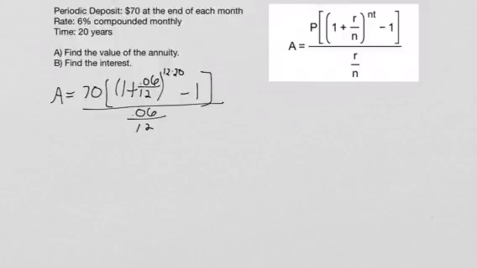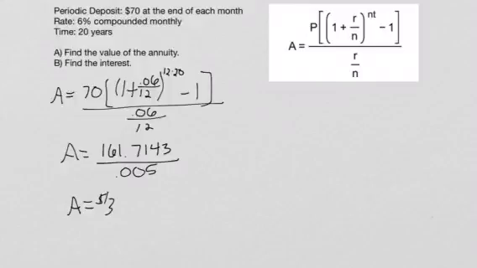Alright, so I'm going to calculate the top first, calculate the bottom, and then we'll divide those two numbers. Alright, so on the top, I get 161.7143. And again, a little bit around in there. And then on the bottom, we get 0.005. And now when we divide those two numbers, we find the annuity is $32,342.86.